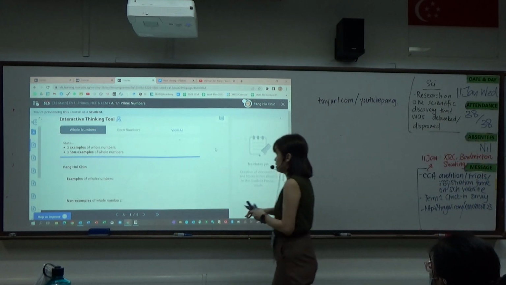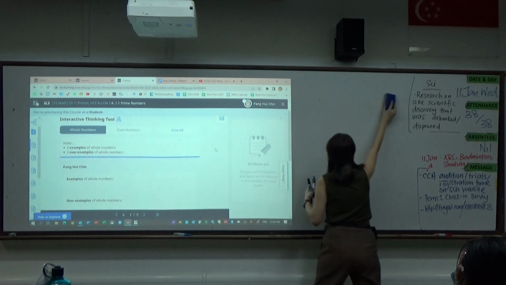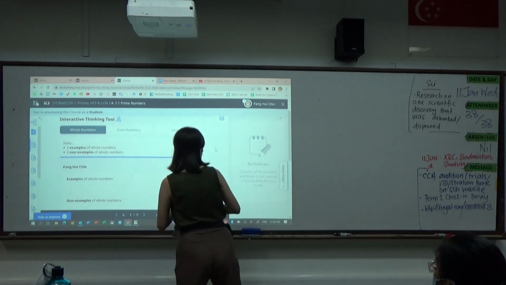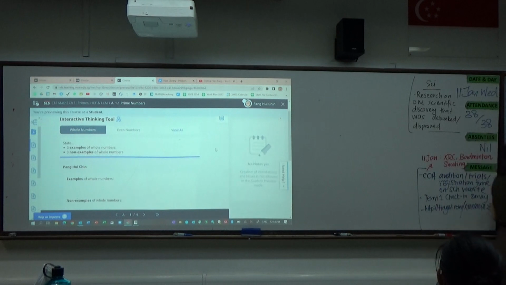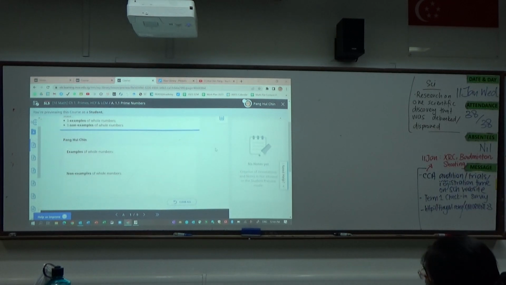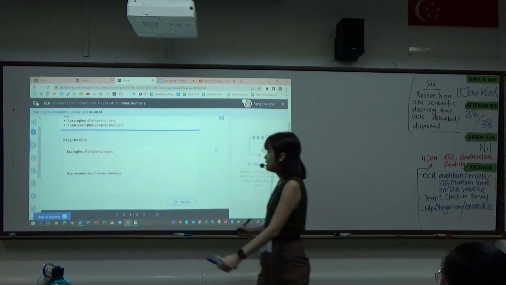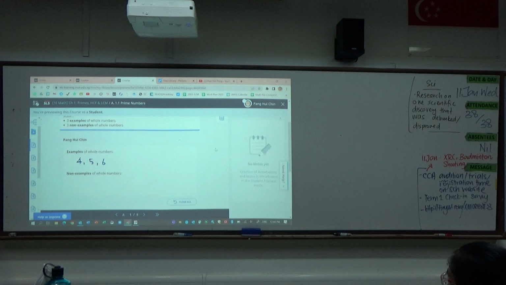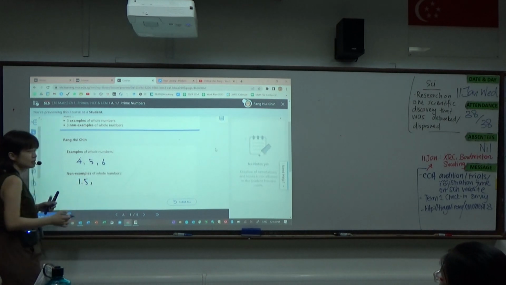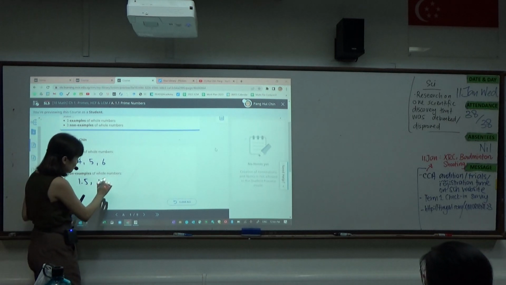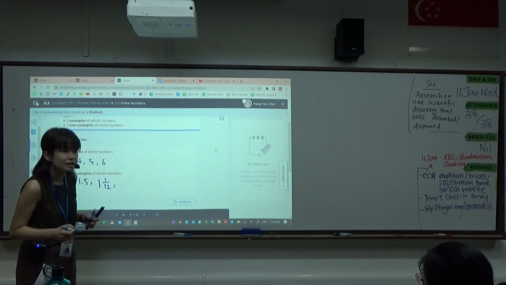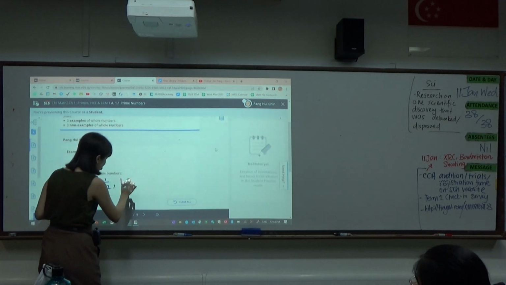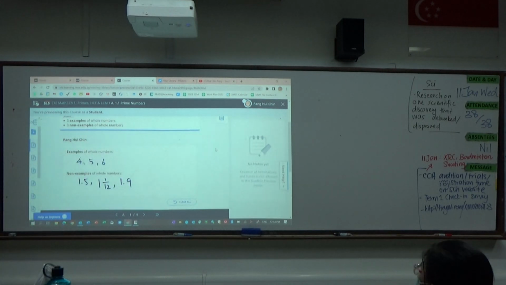Let me just erase this. We have 4, 5. What else? 6. And what are not whole numbers? Give me an example. 1.5. Then 1 and 1 over 12, is it? And then 1.9. You are always at 1 point something. Okay, good. I think we are all clear about what whole numbers are and what are not whole numbers.